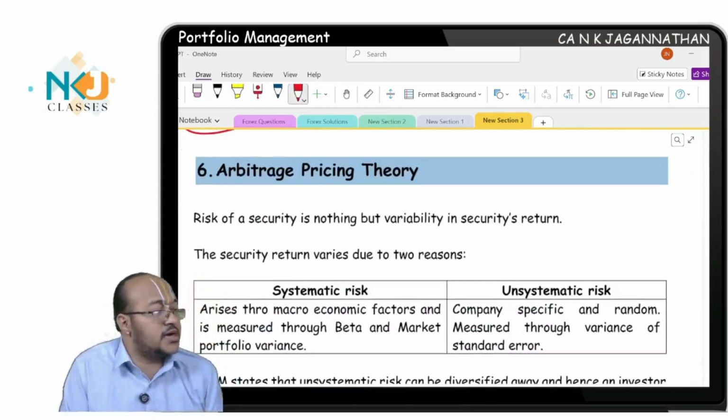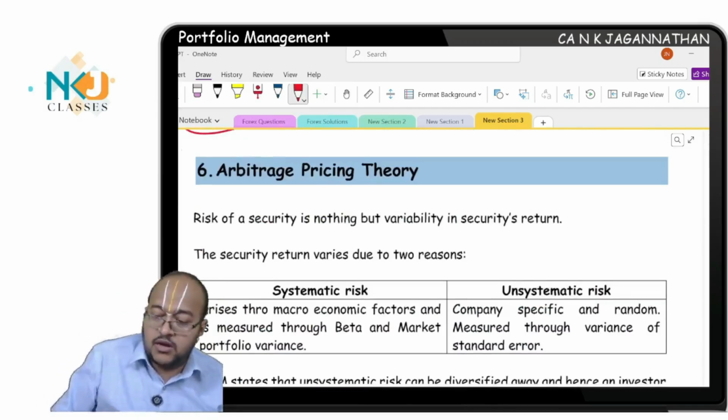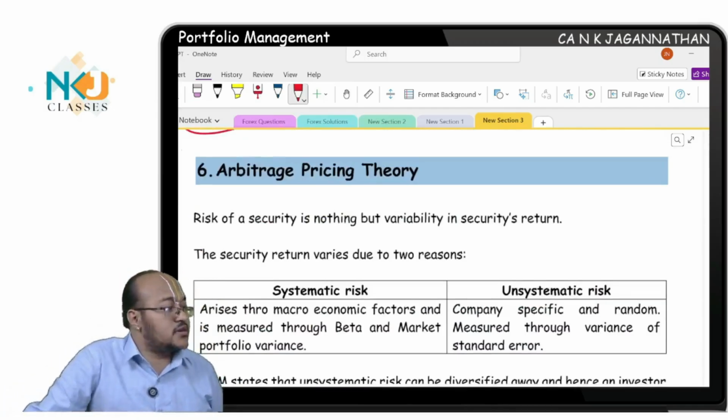With this we are through with the Sharpe single index model. Shall we proceed to the arbitrage pricing theory? Okay.